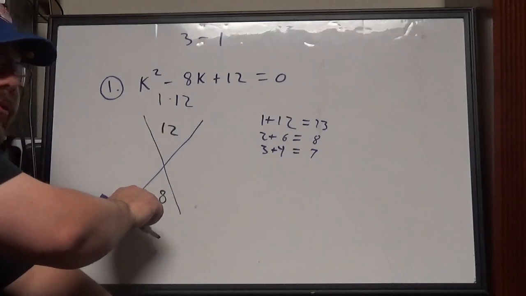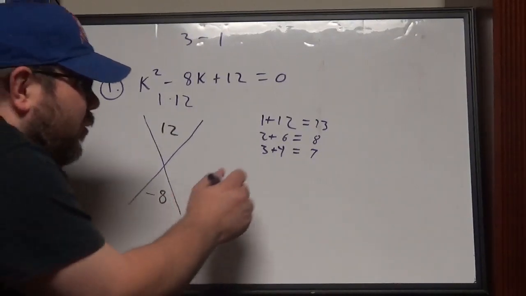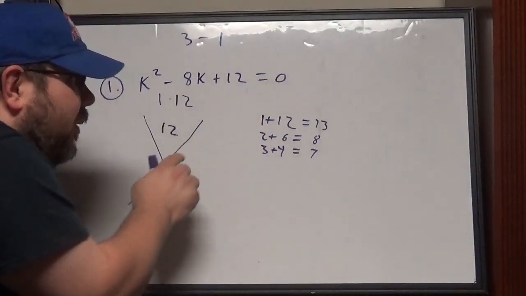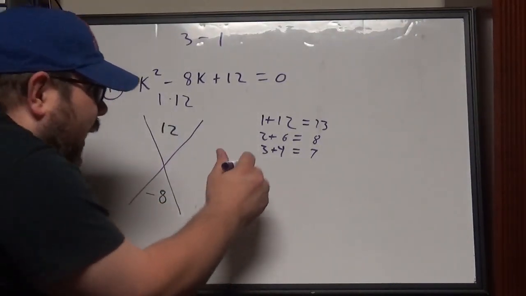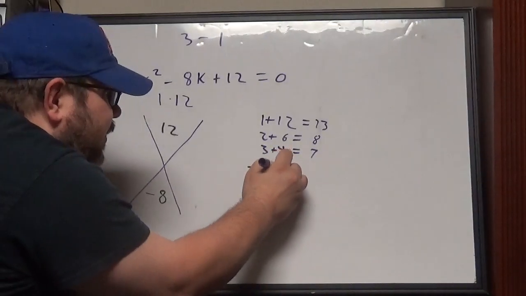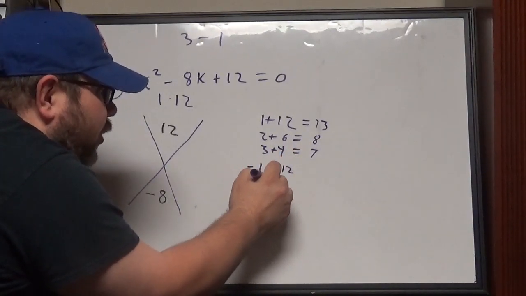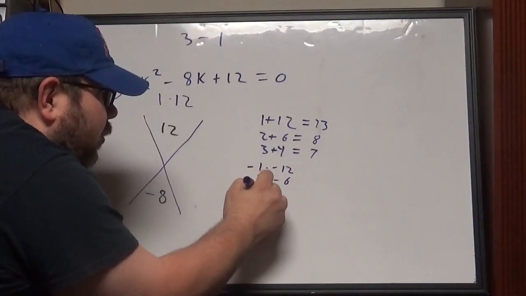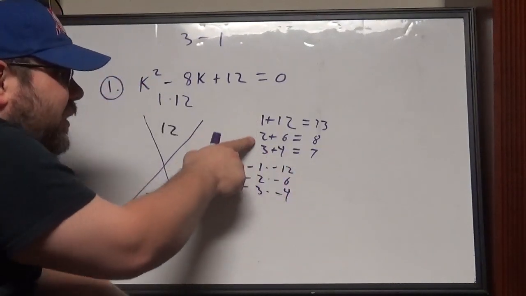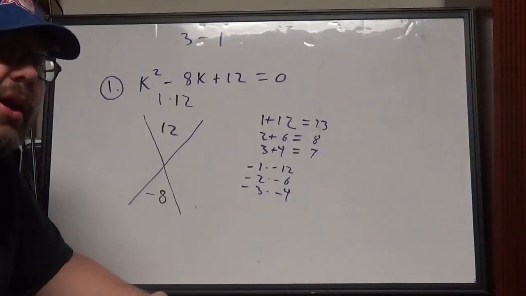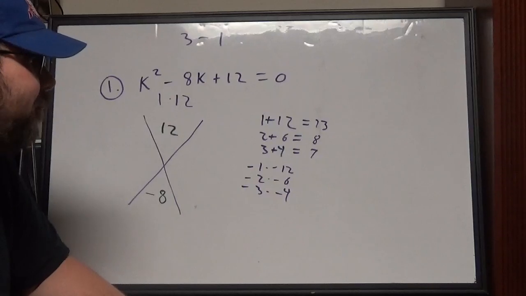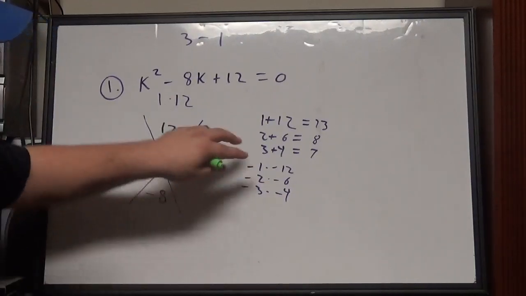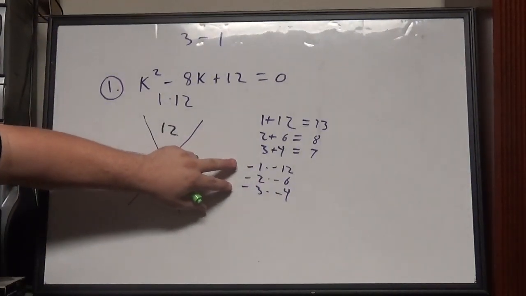We need a negative. So what we're going to do is, remember that a positive times a positive is positive, and a negative times a negative is also positive. So while these positive pairs work, so do the negative pairs. So all of these combinations of numbers also multiply to make 12.